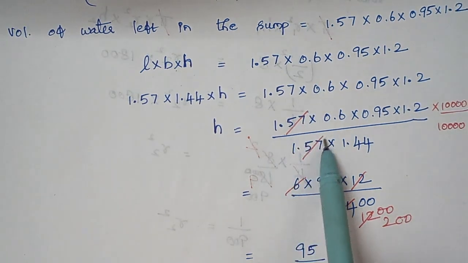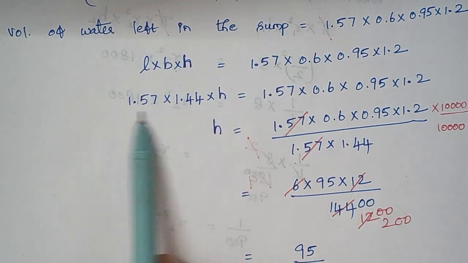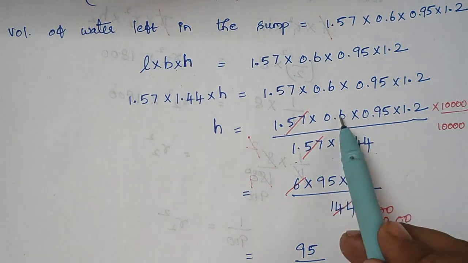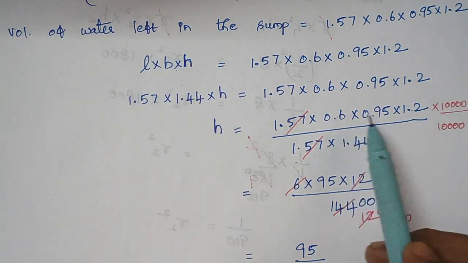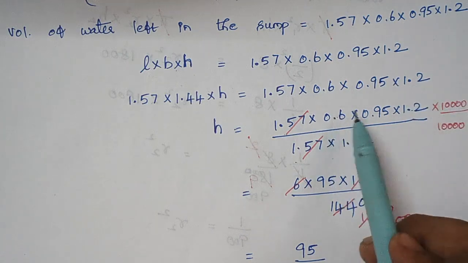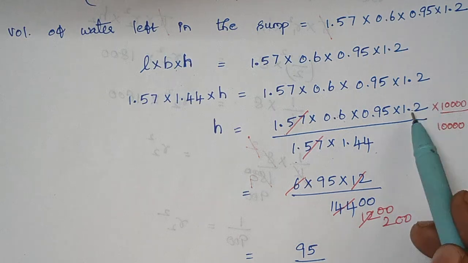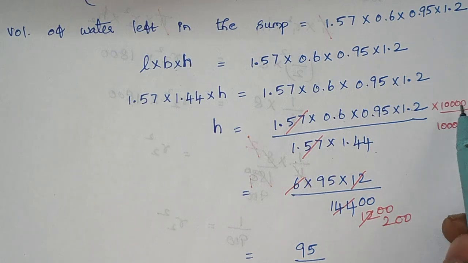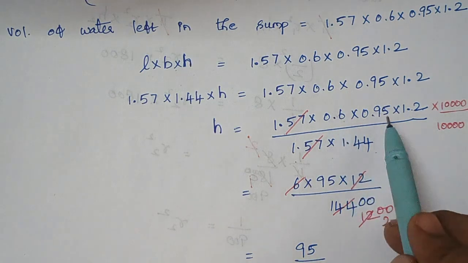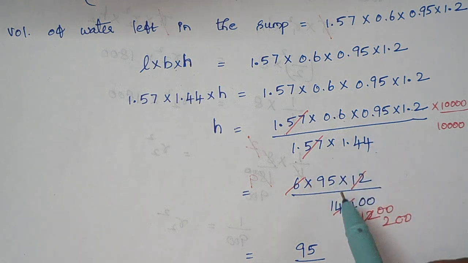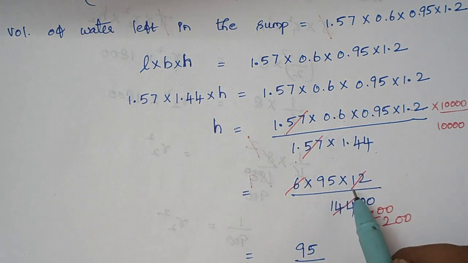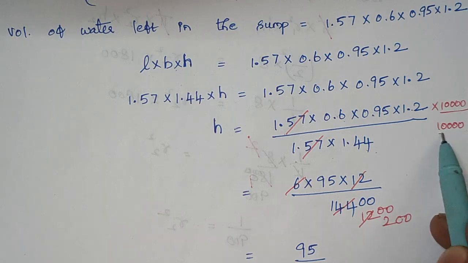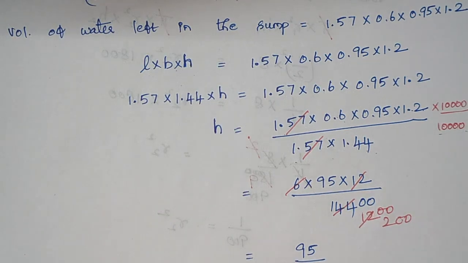Again, you see when you cancel the common terms, in order to find H, I am moving these terms to the denominator part and just cancelling the common terms. Again, we have decimal numbers. In order to remove these decimal points, I have after this point 1 digit, after this point 2 digits, and again after this point 1. So 1, 2, 3, 4. So just multiply and divide by 10,000 in order to remove these decimal points. Now 0.6 becomes 6 into 95 into 12 divided by this. When 1.44 gets multiplied by 10,000, it becomes 14400.